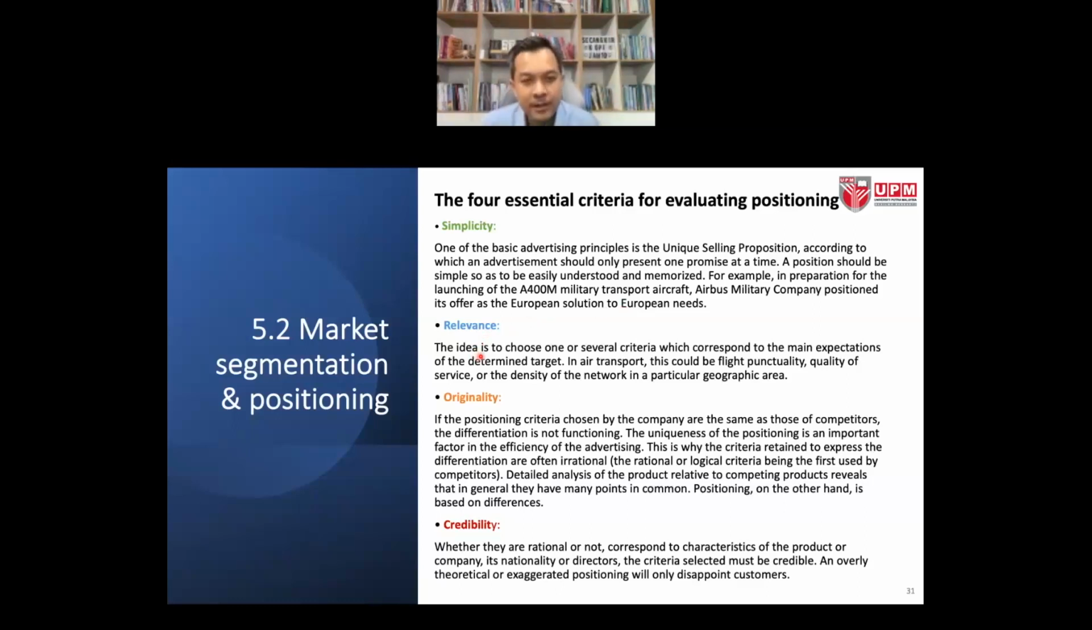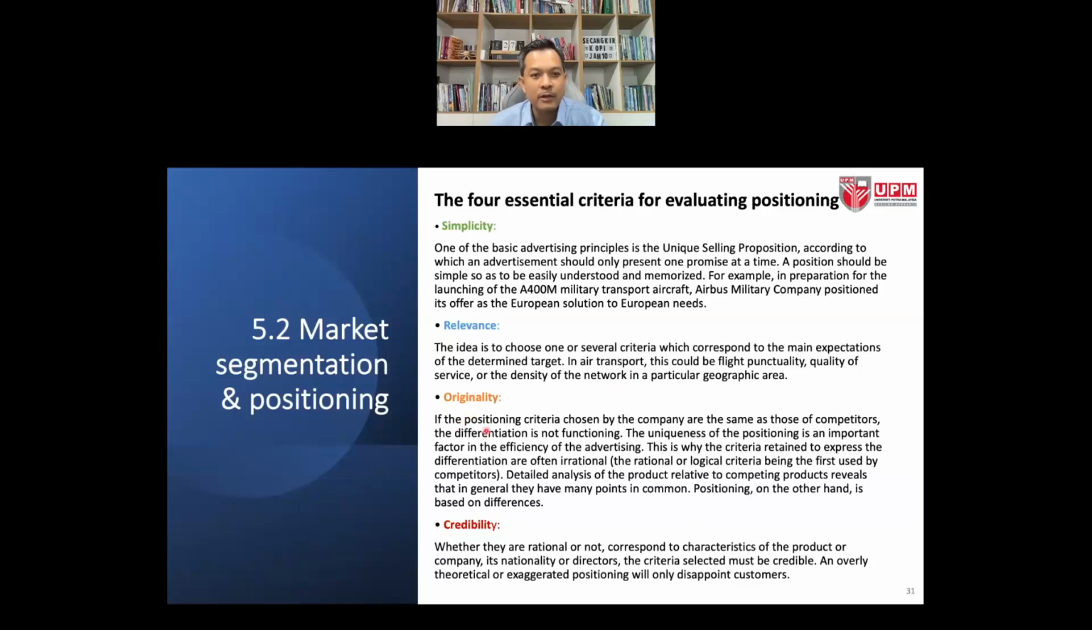In terms of relevance, what is it in terms of relevant? Okay, the idea is to choose one or several criteria which correspond to the main expectations of the determined target. So in air transport, this could be flight punctuality. So you do not want flight delays. Flight delays, like for example, like happen to many airline in Malaysia, like AirAsia. We already get used that AirAsia is always late, for example. So always delay, always change flight. So it happened to me so many times. So we already get used to it. So which is not good. So this is need to be improved. For example, like for quality of service or density of the network in a particular geographic area.